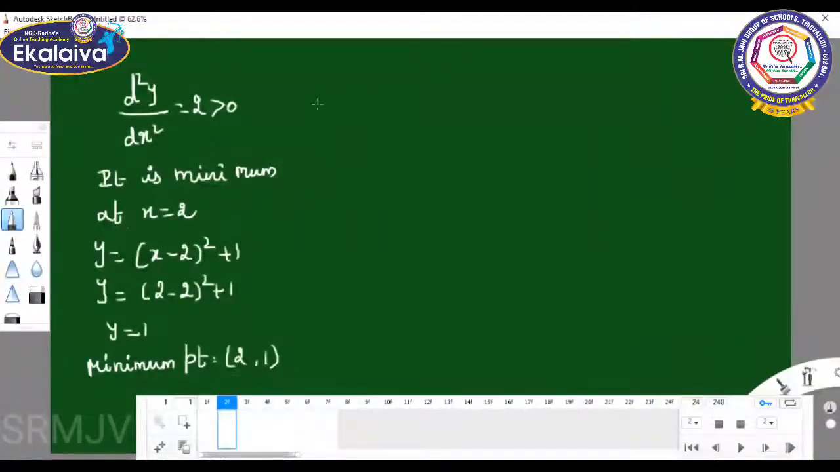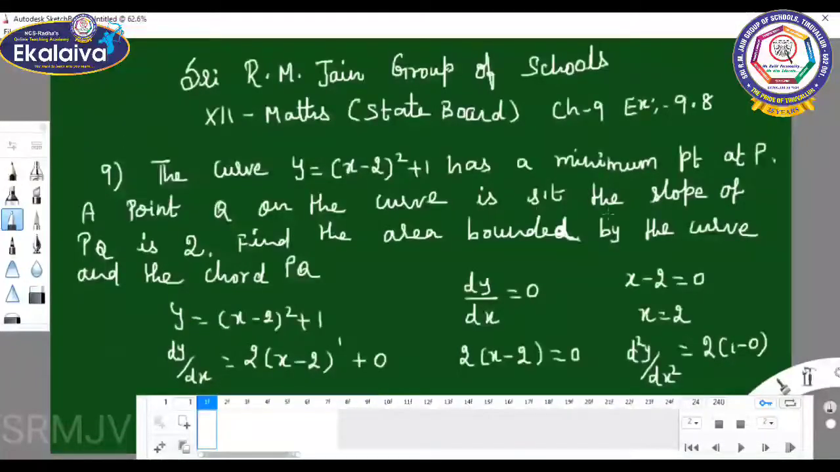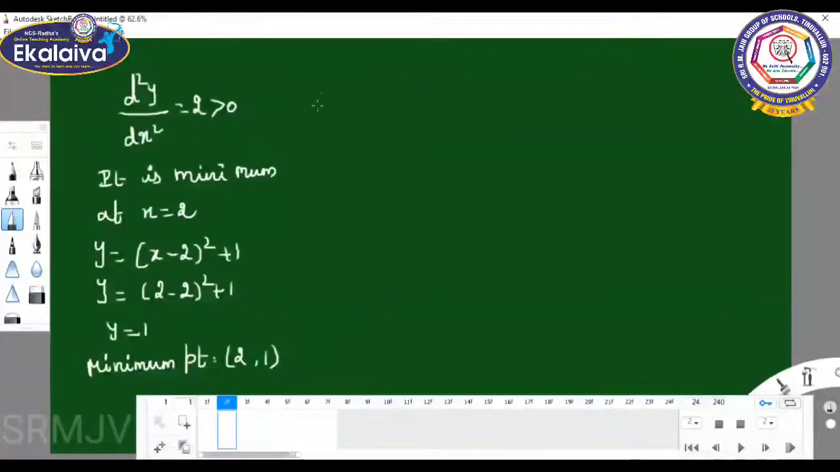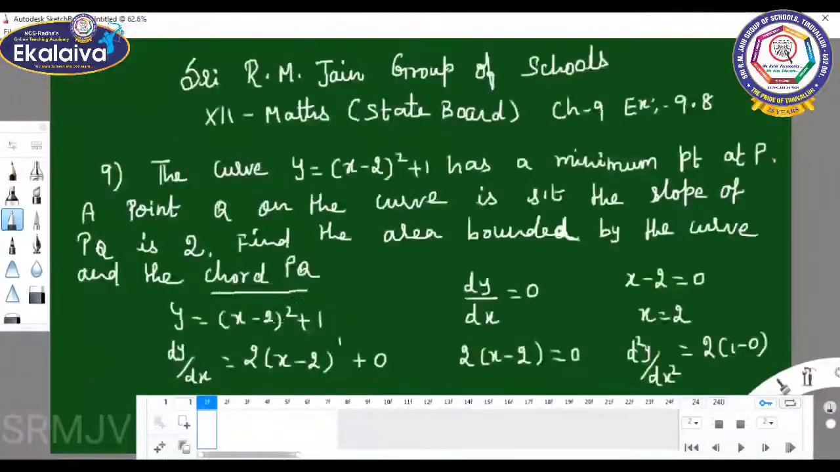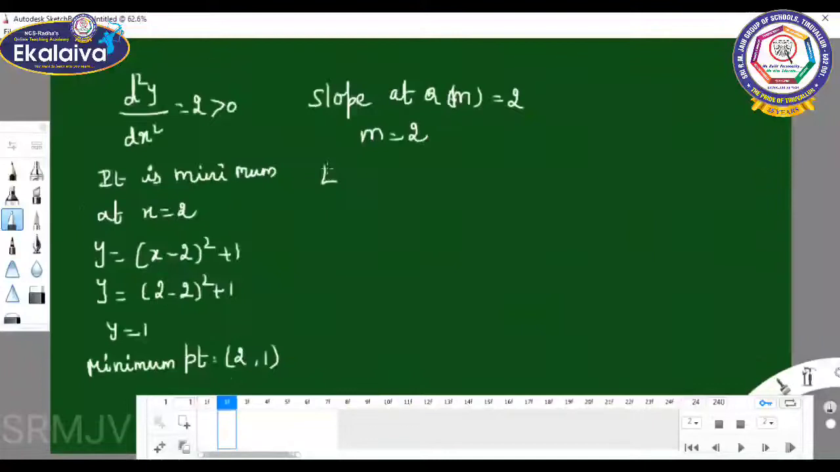The slope of PQ is already given as 2. So slope at Q, m equal to 2. Then you can find the equation of the line, because they are talking about the chord. Chord PQ is nothing but a line. So the equation of line PQ.